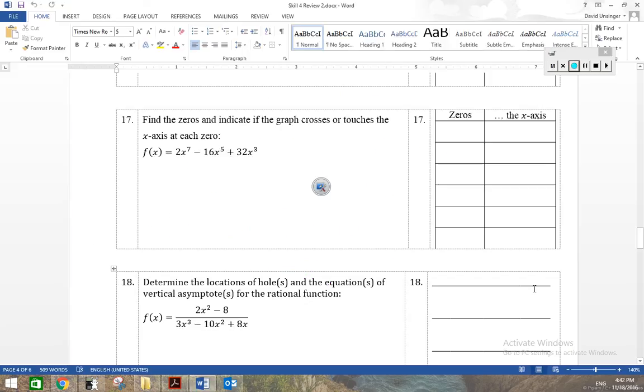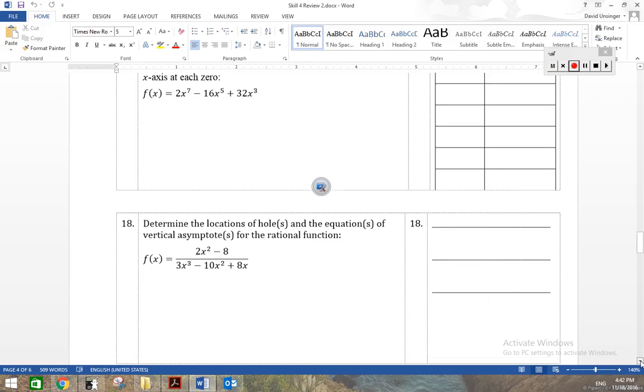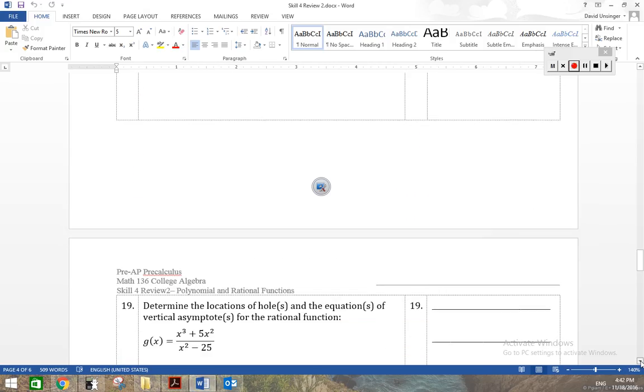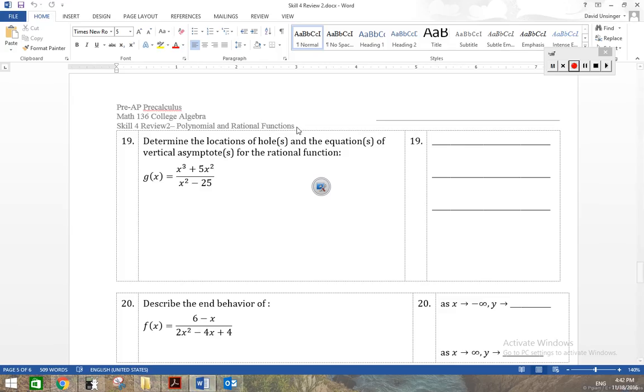Let's look and see if the next one isn't a similar problem. So it's the same idea.